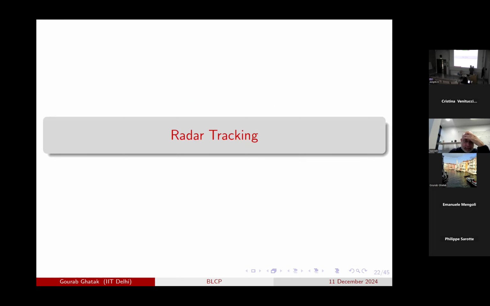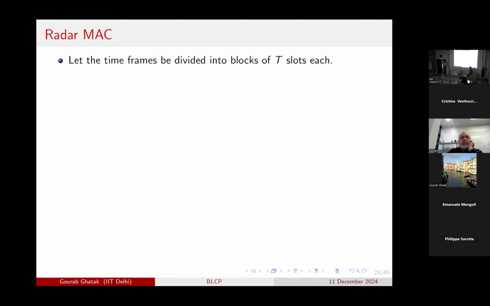Okay. After the radar detection, we develop a new concept of a metric called radar tracking. It will also help us develop a new stochastic geometry metric, which is successive detection. So I'll explain what this is.